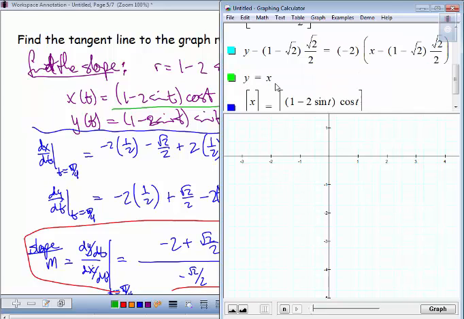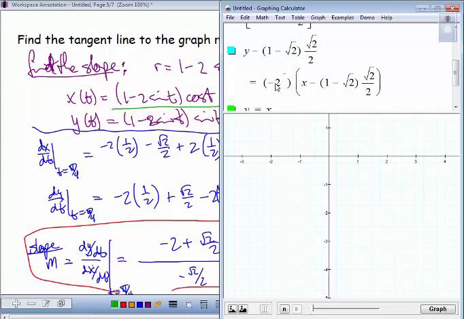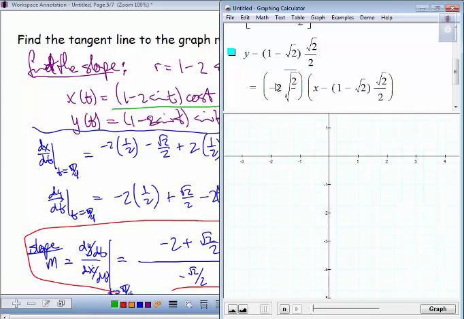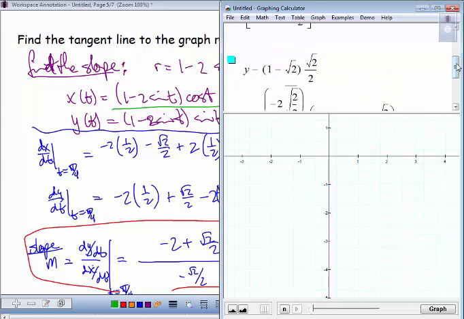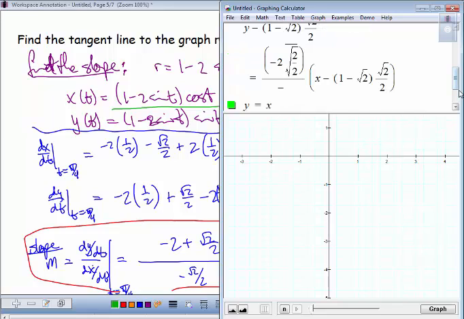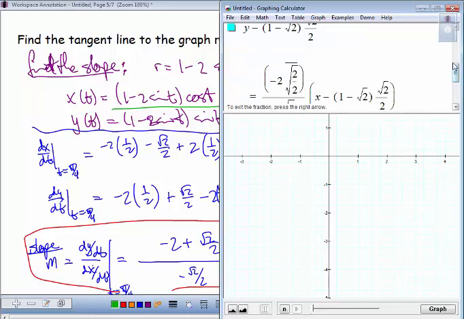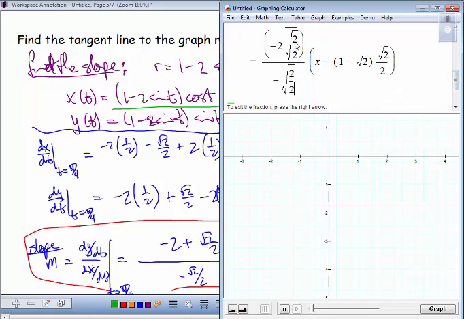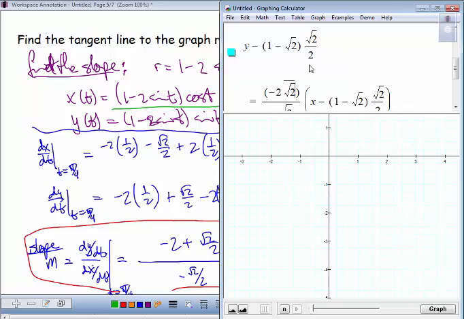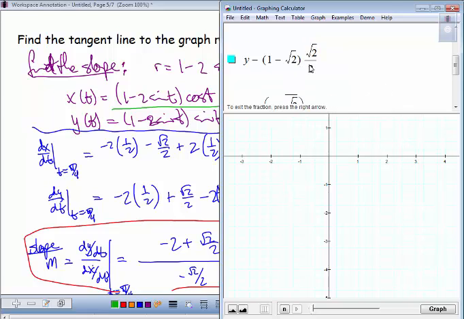m is equal to minus 2 plus root 2 over 2, over negative root 2, over negative root 2 over 2. Okay, this is kind of ridiculous now. Oh, my root 2 over 2 is not done correctly here. Root 2 over 2.